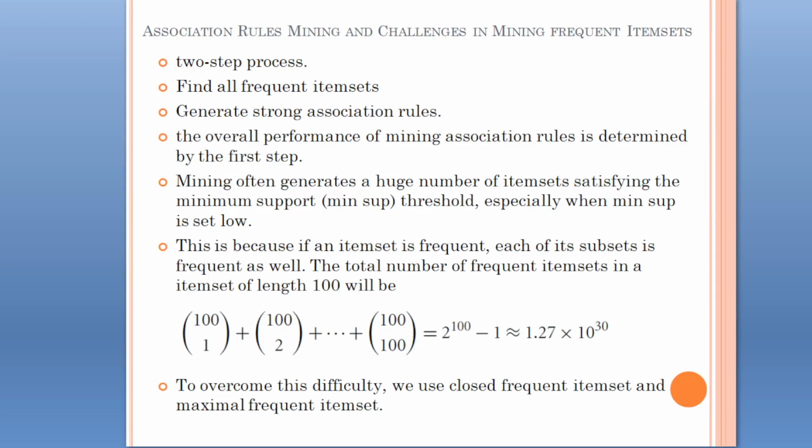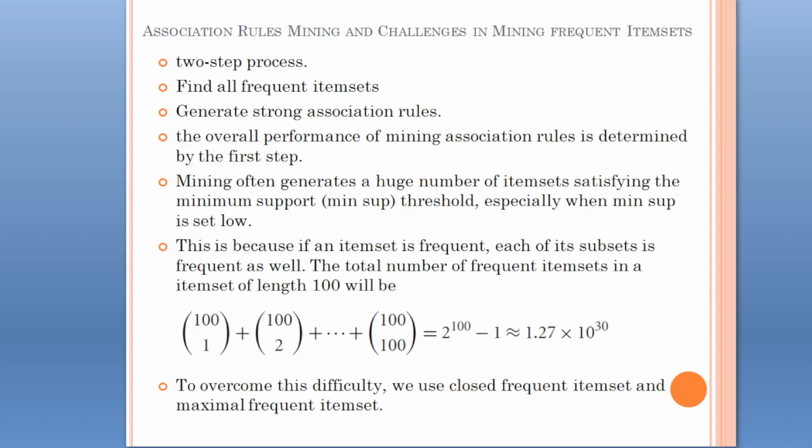Hello, in this video we will be learning about association rules mining and the challenges in mining frequent item sets. Association rule mining can be viewed as a two-step process. In the first step, we find all frequent item sets. By definition, each of the item sets will occur at least as frequently as a predetermined minimum support count.